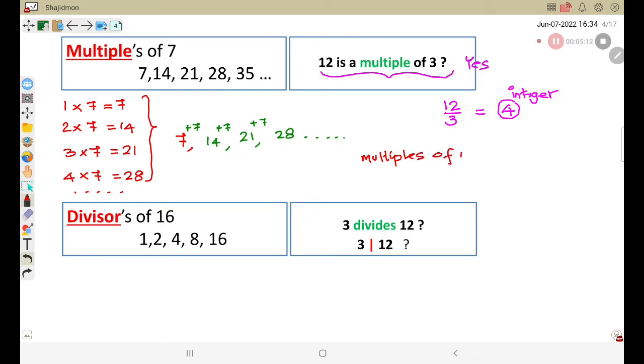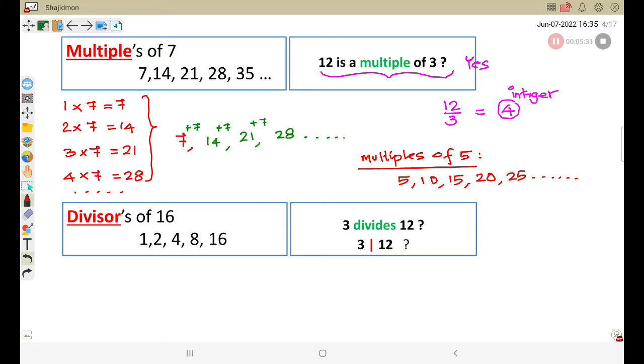Multiples of 5, for example. What are the numbers we can write? First number 5, then 5 plus 5, 10, 10 plus 5, 15, 15 plus 5, 20, then 20 plus 5, 25, like that it is continuing, correct? These are the multiples of the number 5. So, this is the idea of multiple.